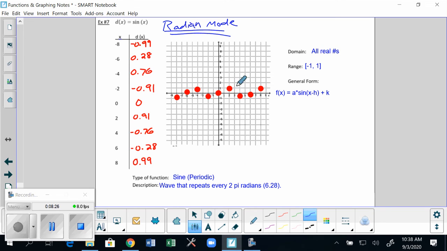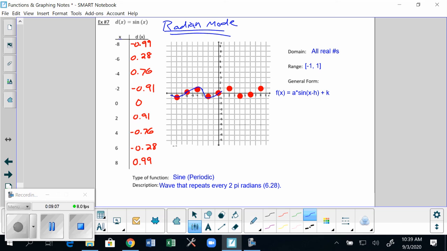And you'll see kind of a pattern going on here. The points do go up and down. Here the x is inside of a sine function. This is called a sine function. You can also call it a periodic function. It's going to create a wave that repeats every 2 pi radians. It repeats itself every 6.28 on the x-axis. This wave is going to go up at its highest to 1, and at its lowest it's going to go down to -1.